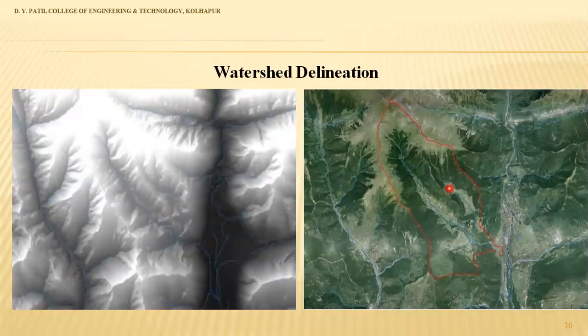Next one is watershed delineation. Watershed delineation means to draw lines on the map to identify the watershed boundaries. You can see that the red line shows the delineation of the watershed. This means that this is the area where the watershed is. We can also find out the area which is affected by this watershed. So and so forth are the applications to the agricultural field.